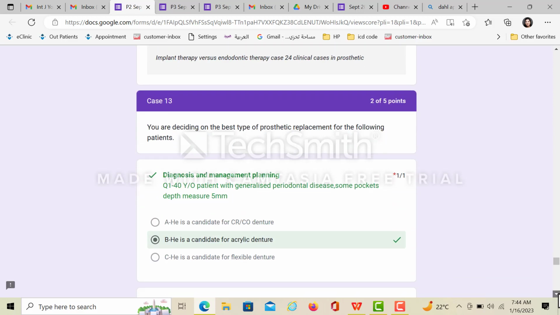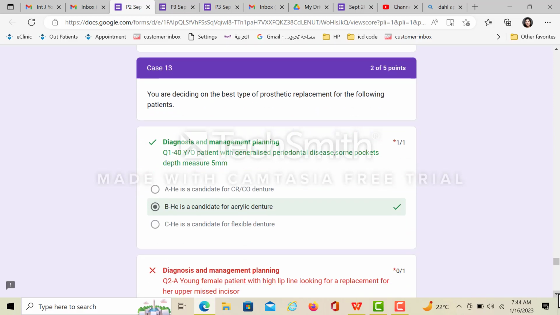You are coming to SBQ 13, you are deciding on the best type of prosthetic replacement for the following patient. Okay, best type, that is what it's saying. So that means all the sub-question options would be correct, and you have to decide which is the best one. So first, a 40-year-old patient with generalized periodontal disease and some pocket depths up to 5 mm. So what would you give?